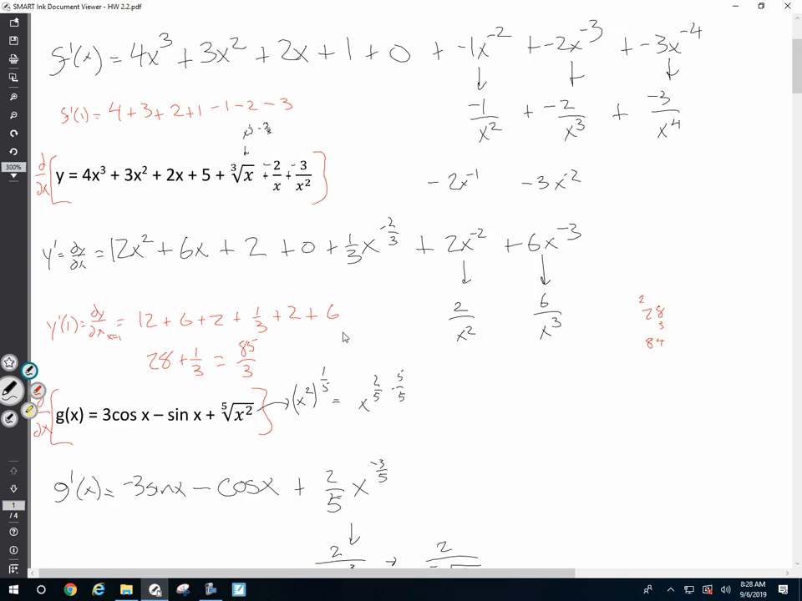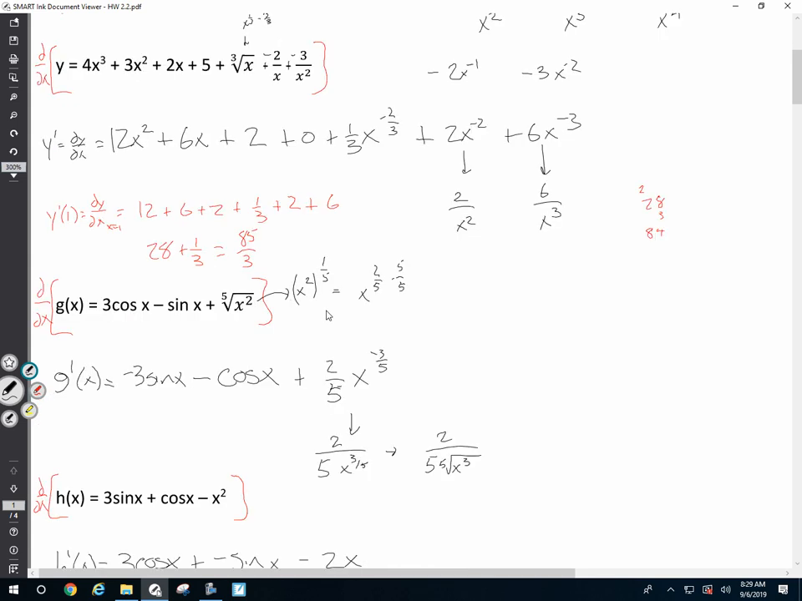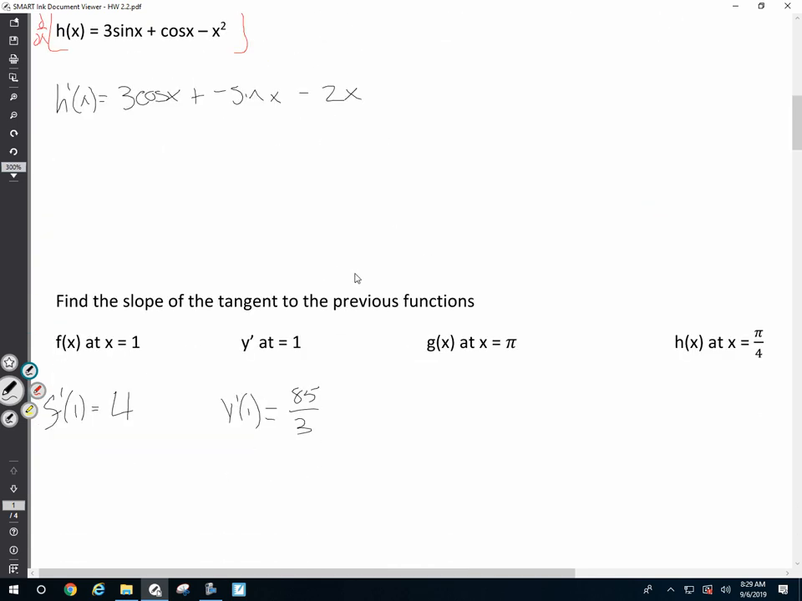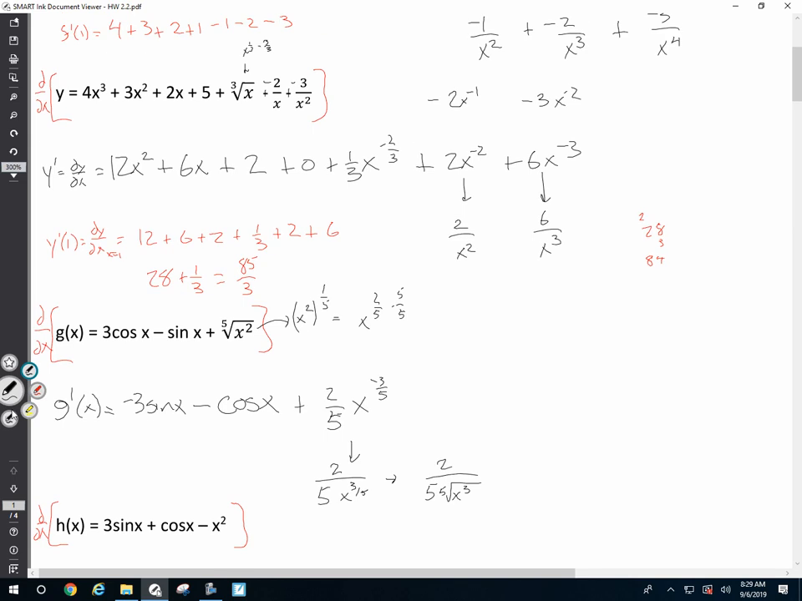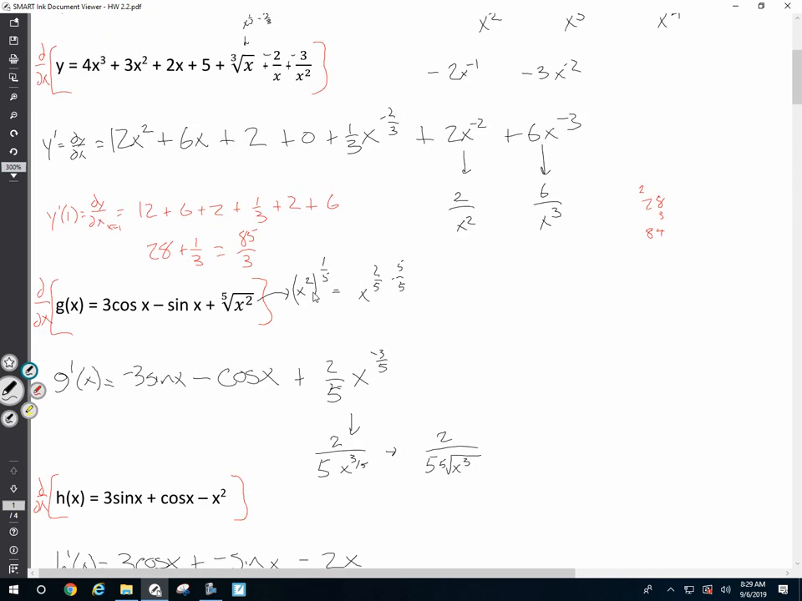Just double check that. Yep. All right. G prime at pi. So I got negative 3 sine of pi. Sine of pi is 0. Cosine of pi is negative 1, so it's minus negative 1 or plus 1.